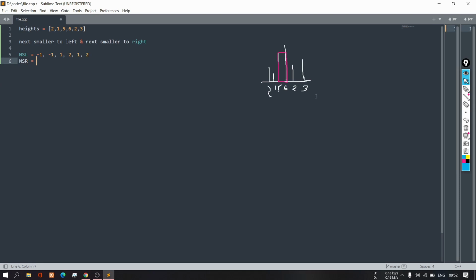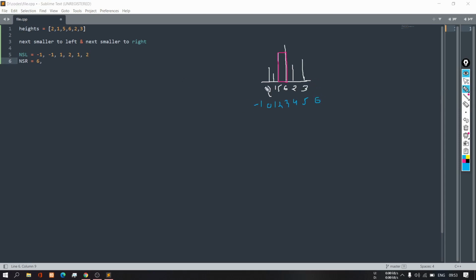Now if I find the NSR for all these elements, for finding NSR you have to start from the right side. So first of all, you see here 3 and there is no element to the right. So what will we push here? -1? No, not minus 1. We will push the size of the array. Like here it is 1, 2, 3, 4, 5, 6. 6 elements are there in total. So I will push 6.